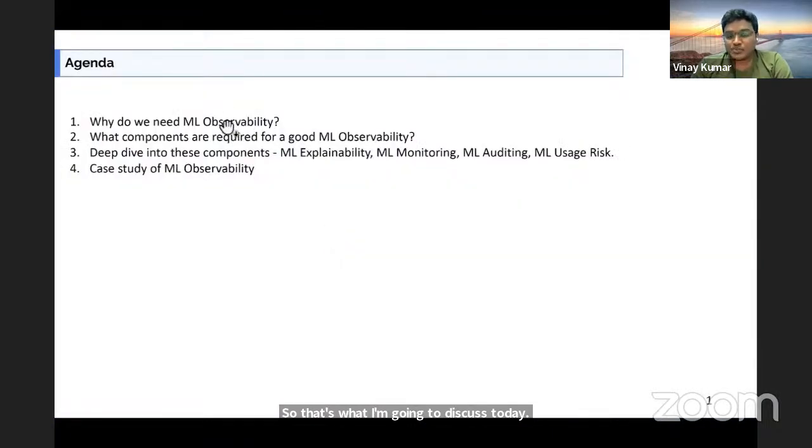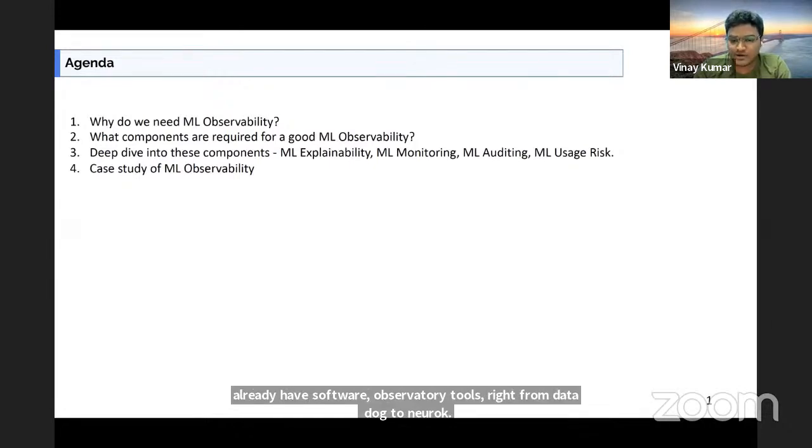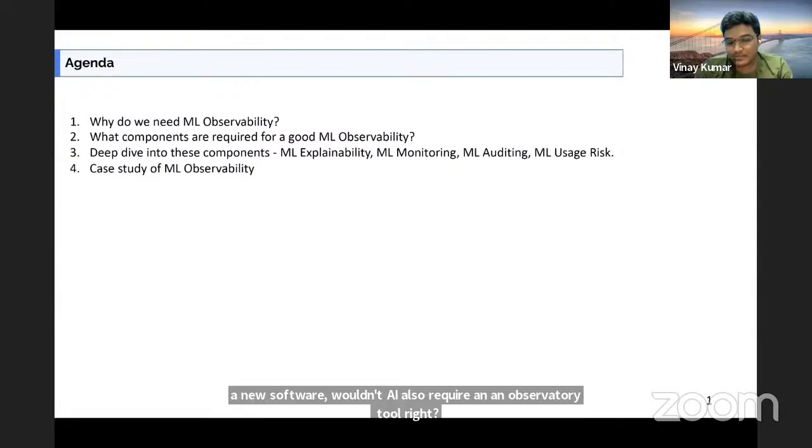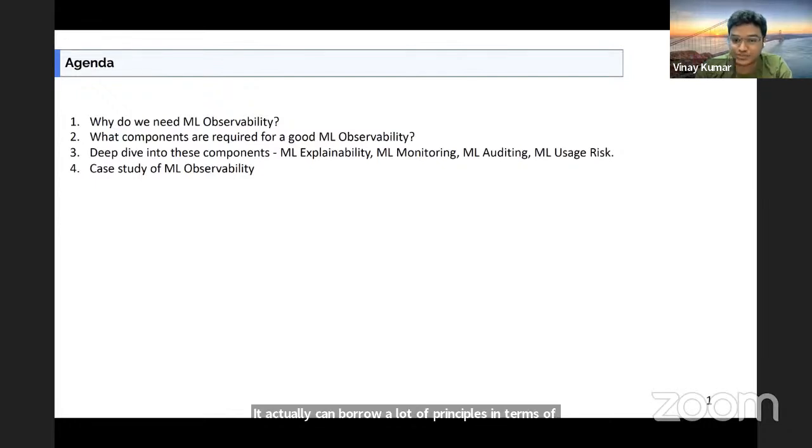So today I'll briefly touch upon how do we define ML observability? What is the need of it? What are the components that would be required for a good ML observability kind of product? A good reference is, today you already have software observability tools, right? From Datadog to New Relic, for example. These are very well-established software observability tools. If AI is a new software, wouldn't AI also require an observability tool, right? It actually can borrow a lot of principles in terms of how software observability works. And in addition to that, ML observability requires additional layers as well. So we'll discuss that as well.